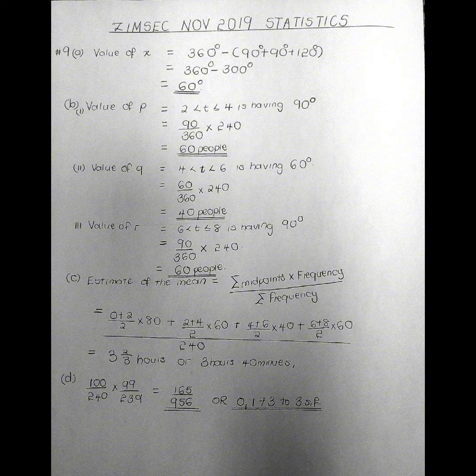And then the final one, it is 6 plus 8, we divide by 2, so that we have 7, and then we say 7 times 60. After that, we divide by 240. We are going to get our final answer of 3 and 2/3 hours. And then to convert 3 and 2/3 hours into hours and minutes, we say 2/3 times 60, we get 40. So it means that the estimate of the mean is 3 hours 40 minutes.